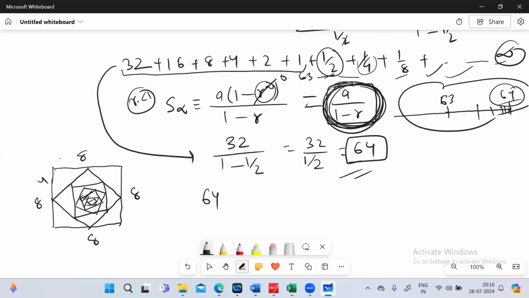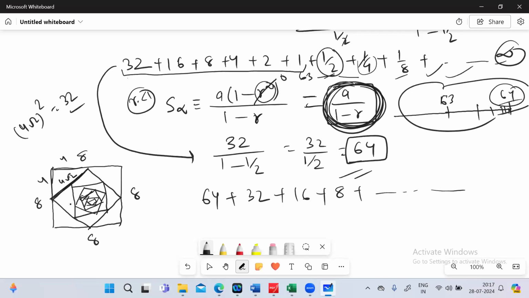And you know that the side of the second square will be 4 root 2. This is 4, this is 4, then this will be 4 root 2. So the area of this square will be the square of 4 root 2, which is 32, which is half of the previous square. Then again, the area of the next square will be half of the previous square, and this is how we'll keep on going.